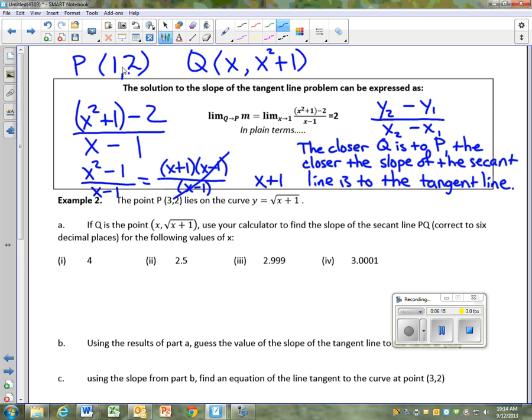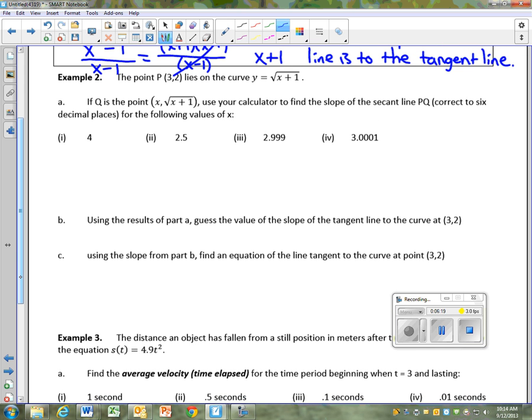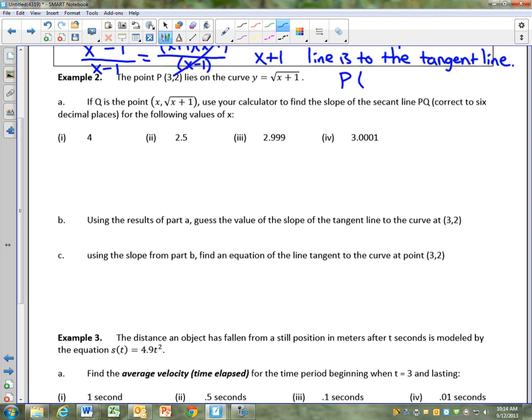We're going to look at an example here. This is what you're going to be asked to do for your assignment. It's a problem almost identical to one out of your book. It says, the point P (3, 2) lies on the curve y equals square root of x plus 1. First of all, I want to verify, does that point for sure lie on that curve? If you plug 3 in for x, you get square root of 4, which is 2. So, yep, it works out.